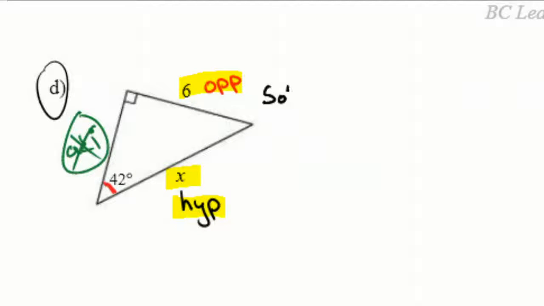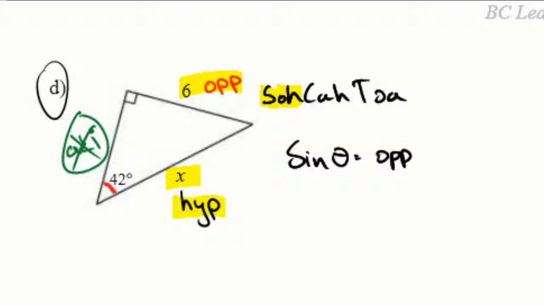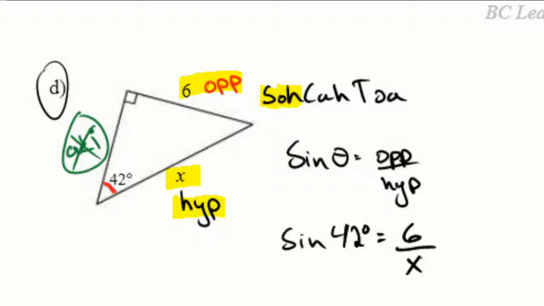So we go to SOHCAHTOA. What am I dealing with? Opposite and hypotenuse. Which of my 3 trig functions has the opposite and the hypotenuse? That is going to be the sine. So the sine of my angle is the length of the opposite side divided by the length of the hypotenuse. In this case, my angle is 42 degrees, the opposite side is 6, and the hypotenuse is x.